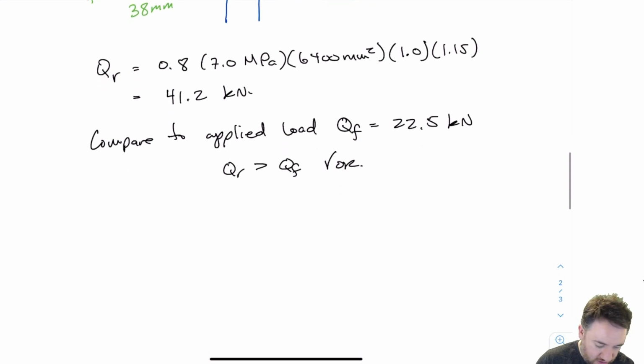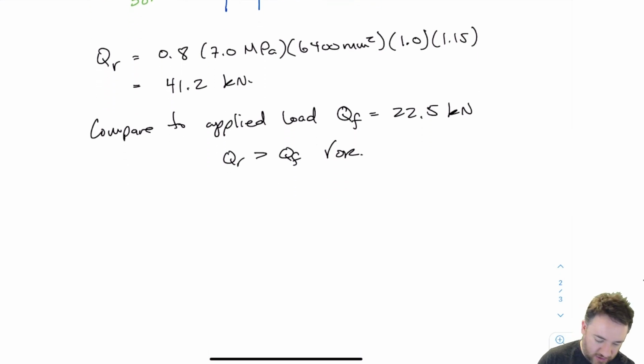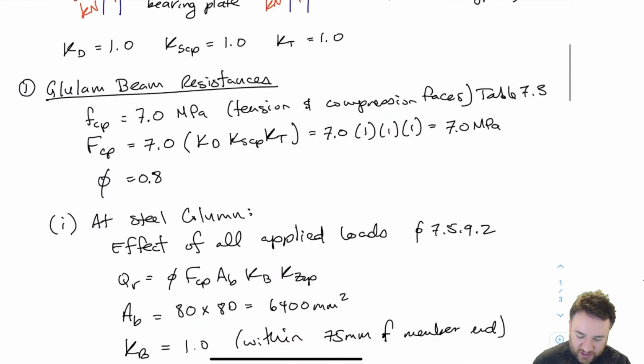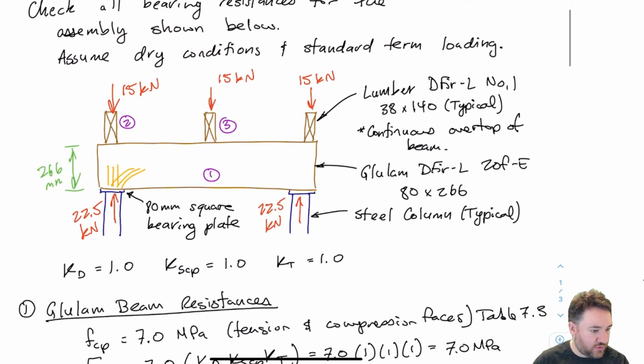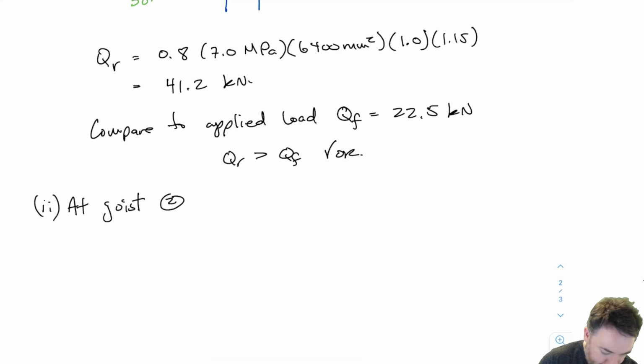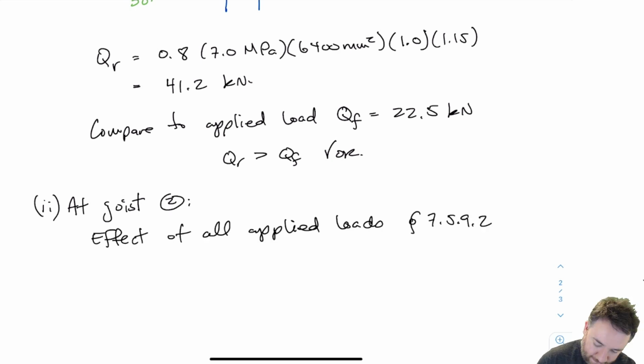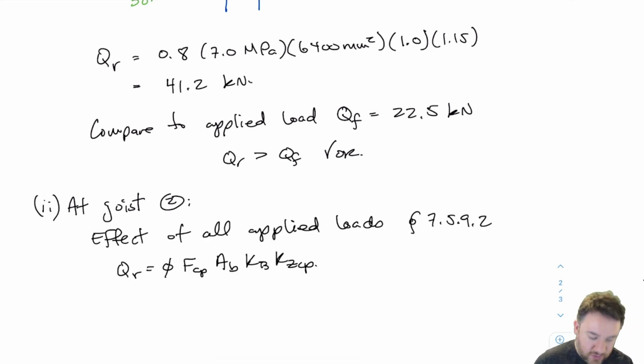Very good. Okay, so now we're going to move on and talk about the joist bearing on the beam, joist number 2, which is the one at the left identified by the purple 2. So again, I'm going to start with the effect of all applied loads check, which is the same one that we just did, which is looking at just the local bearing capacity, not considering the effect of squeezing the beam.